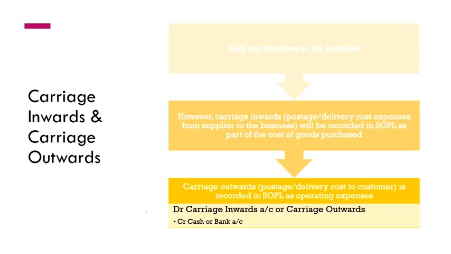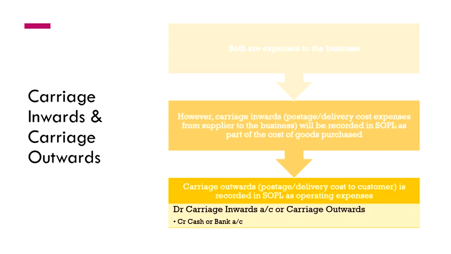So next kita akan pergi pada carriage inward and carriage outwards. Carriage inwards and carriage outwards are both expenses to the business. However, carriage inwards, that is postage, delivery costs, expenses from supplier to the business, will be recorded in statement of profit and loss as part of the cost of goods purchased. Carriage outwards, postage delivery cost to customer, is recorded in SOPL as operating expenses.